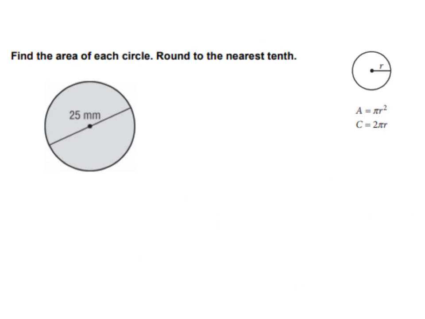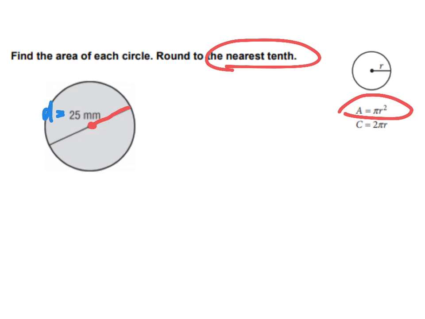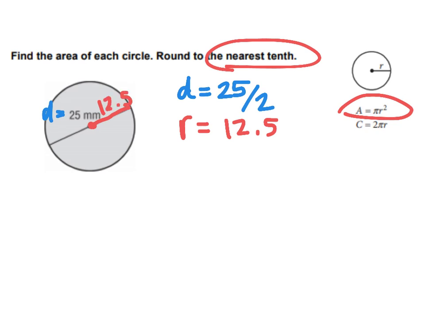Alright, find the area of the circle to the nearest tenth again. So we're rounding to 1 decimal place. The area is pi r squared. The radius is from the center to the edge. So they actually gave us the diameter. In order to find the radius, I'm going to take the diameter, which is 25, and cut that in half. 25 divided by 2 would give us a radius of 12.5 millimeters.